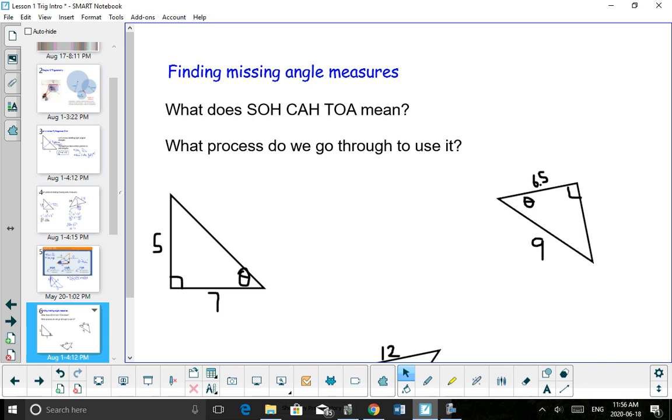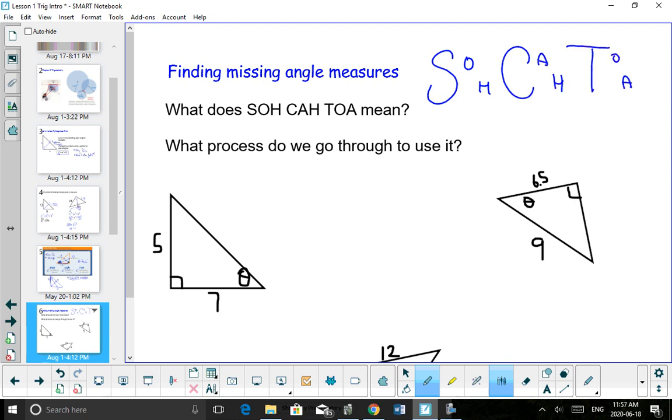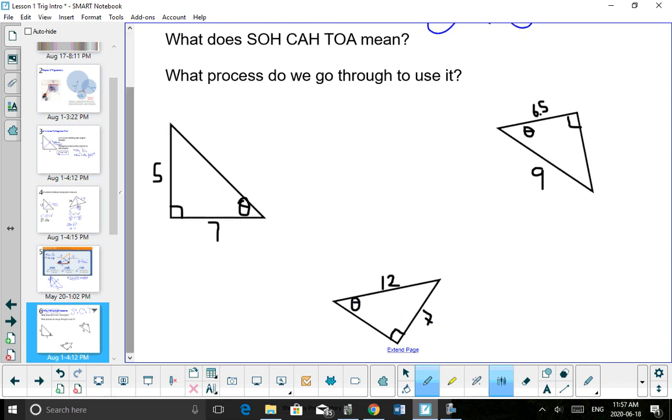So we have the word SOHCAHTOA. I'm just going to write it big here. And again, all of these triangles are right angle triangles. You can only use this on right angle triangles. First thing we're going to do is find the missing angle. So we're going to find theta. For the first example, this is where theta is, so that is where I stand. That is what I am looking for.